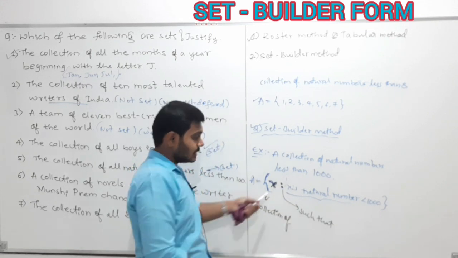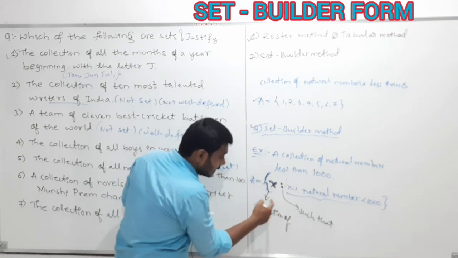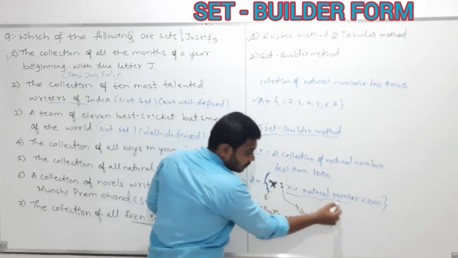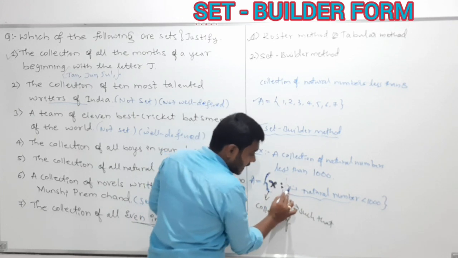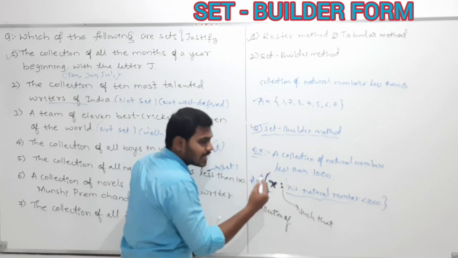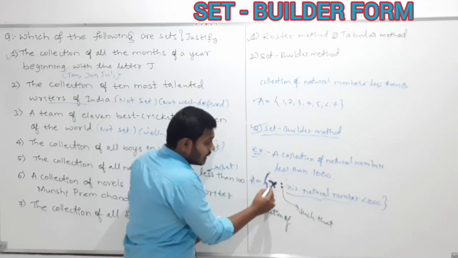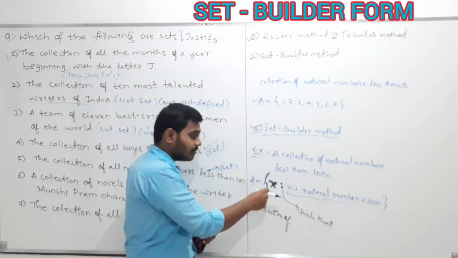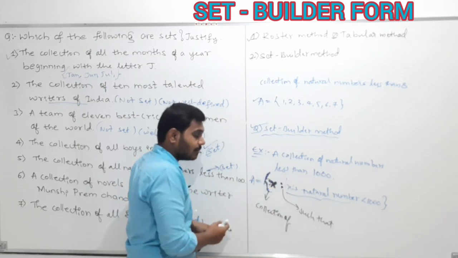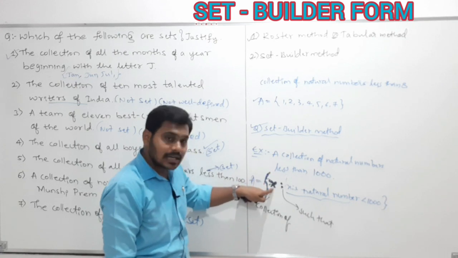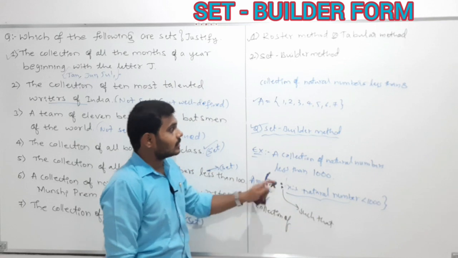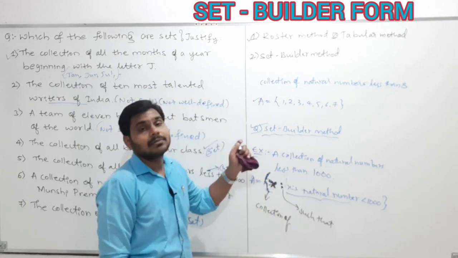How to read this? This set means it is the collection of all elements such that, and then we write the property. What is that? x is a natural number less than 1000. My dear students, it can be x, y, z, whatever, but it indicates the elements. Here it is a collection of all elements such that x is a natural number less than 1000. So this representation we call the set builder method.